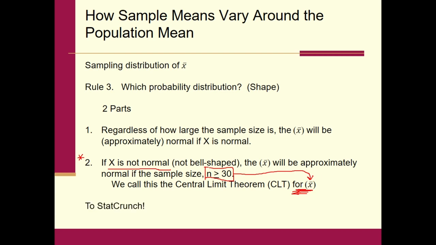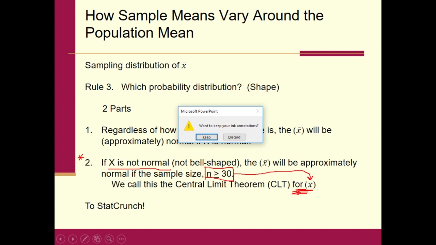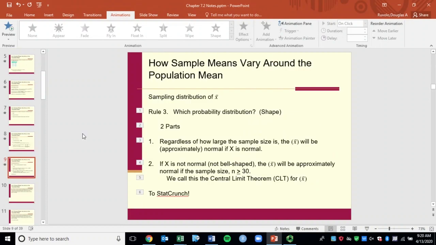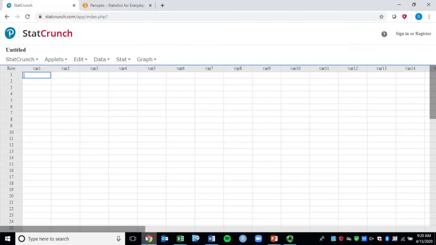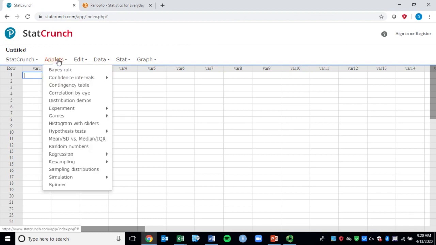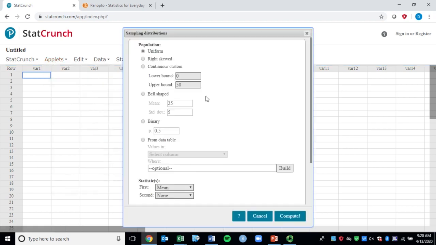So this is the point in time that I'm done with the words, and it's time to look at some simulations. I'm going to get out of the presentation here, discard that, and get into StatCrunch. Let's take a look at StatCrunch. StatCrunch has these applets here. I'm going to get into sampling distributions.